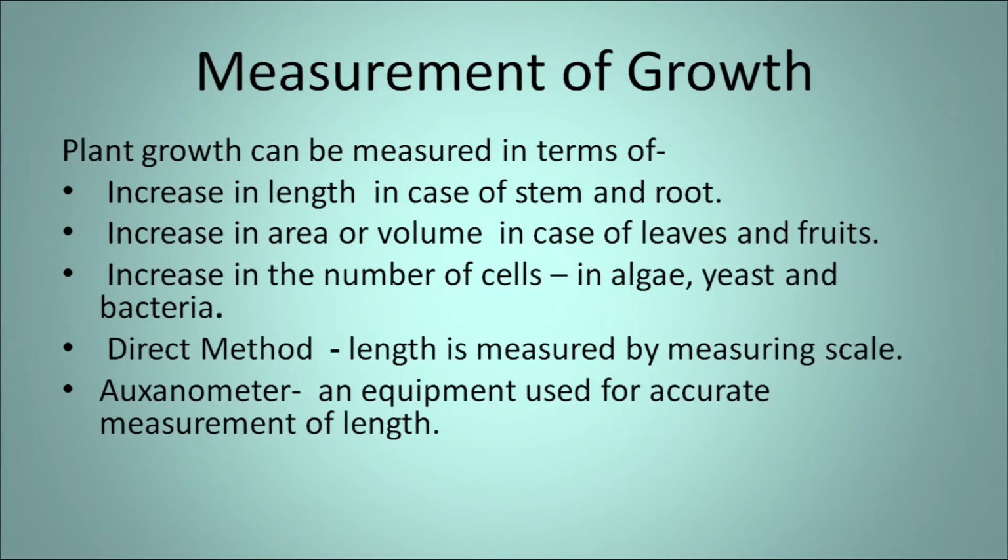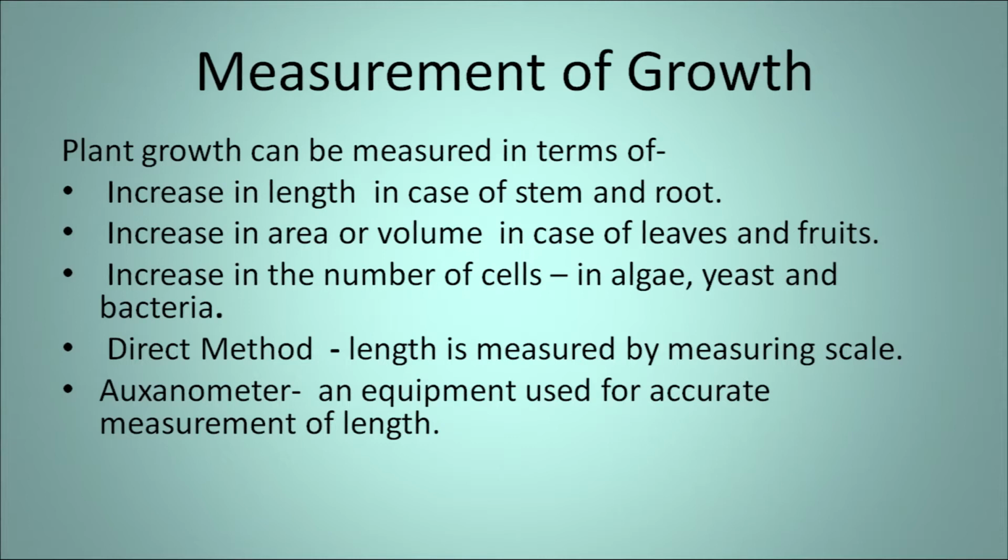Now, how can we measure growth? The measurement of growth can be done in various forms, and there are different ways to measure growth. In the case of stem and root, it can be measured simply by noting down the increase in the length of that particular organ. In the case of leaf, it is the area, and in terms of fruit it is the volume that is measured to measure the growth of that particular organ.